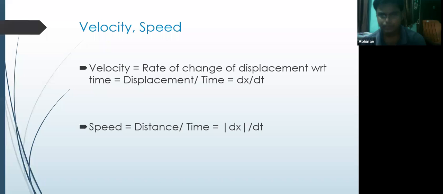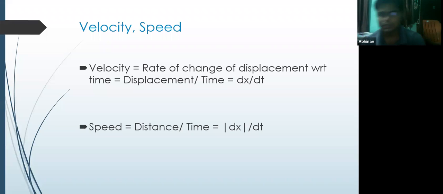Then the second concept which we should understand is velocity. So velocity is the rate of change of displacement with respect to time, dx by dt, and the speed is distance by time. Okay, so this is velocity. So the second thing which we understand is velocity and speed.